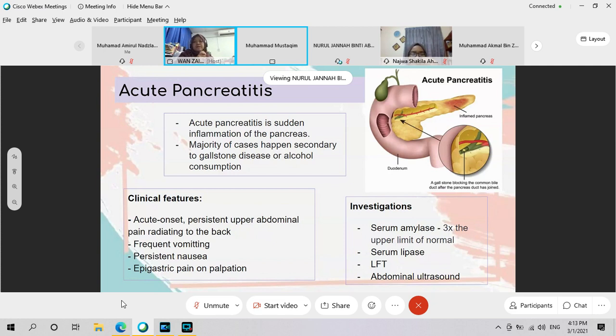Alright. Okay, so investigation serum amylase 3 times. Apa maksud 3 times ni? What is the normal serum amylase? Najwa. So, berapa nak kata this is acute pancreatitis? Berapa level dia? Guna yang USM punya.